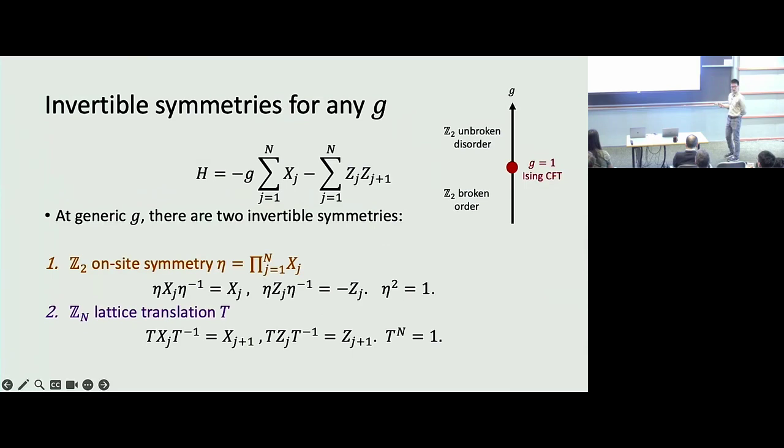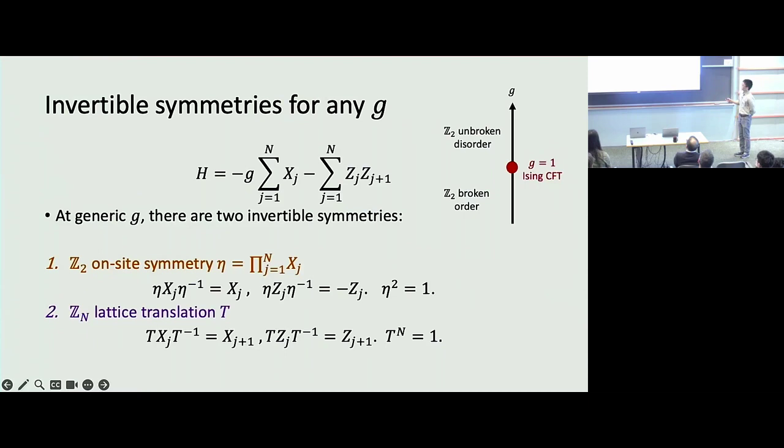The defining symmetry of the Ising model is a Z2 global symmetry. The Z2 global symmetry in this particular presentation is just a product of the Pauli X operators on every site. This is a symmetry that flips the spin from up to down everywhere. In condensed matter physics, this is known as an onsite symmetry because it's a product of local unitary operators at every site. Now, this eta operator flips the sign of the Pauli Z operator. It leaves the X invariant and it squares to 1. Nothing fancy.